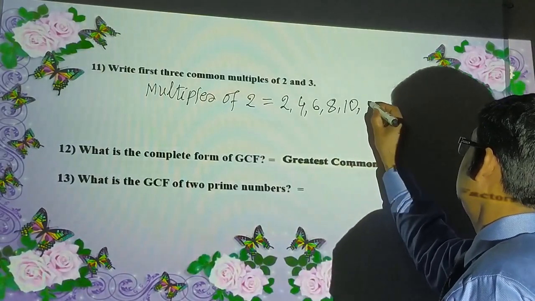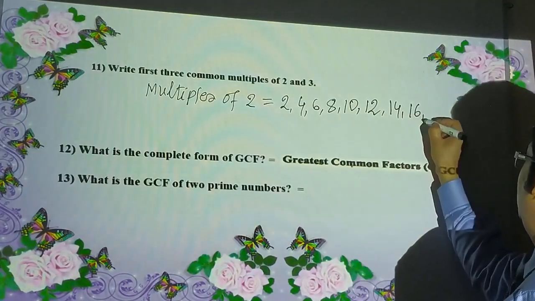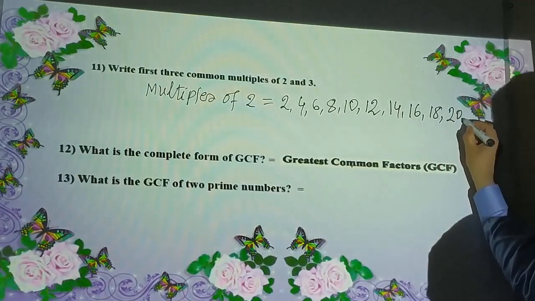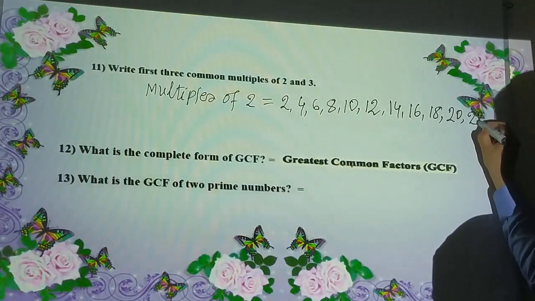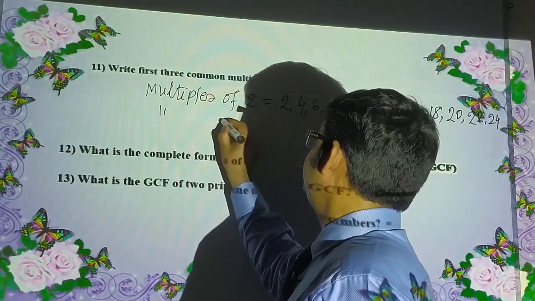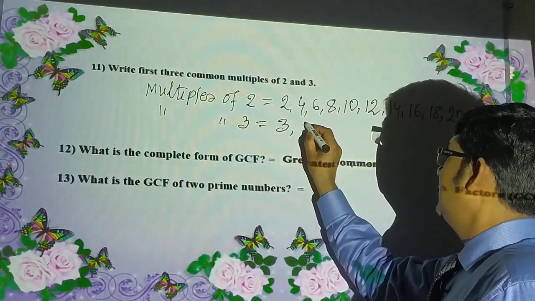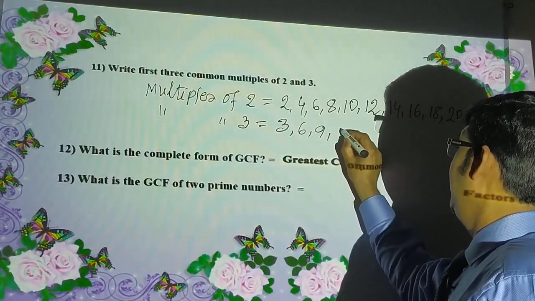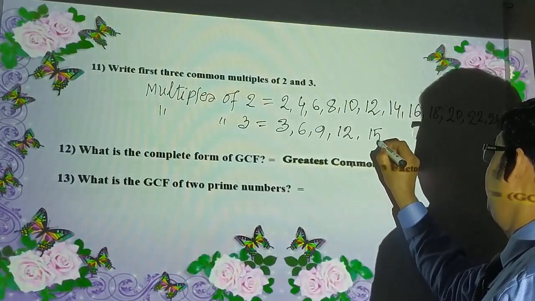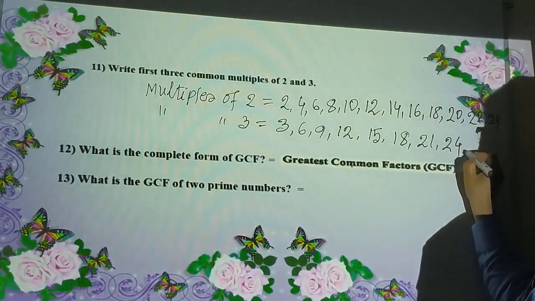2 sixes are 12, and 14, and 16, and 18, and 2 tens are 20, and 22, 24, and so on. Okay, and multiples of 3. So how much? 3 ones are 3, 3 twos are 6, 3 threes are 9, 3 fours are 12, and 3 fives are 15, 18, 3 sixes are 18, 21, 24, and go on.